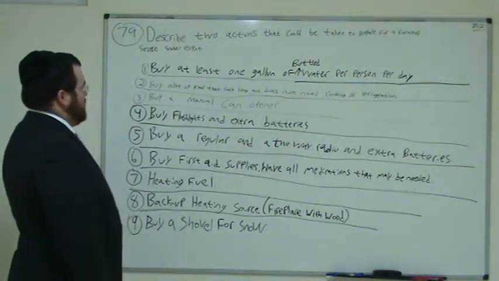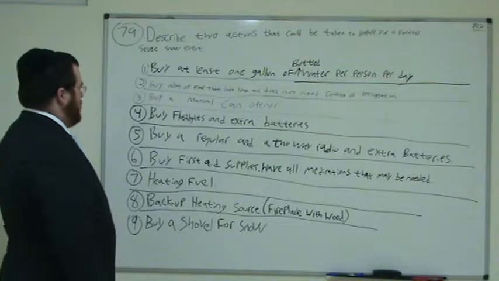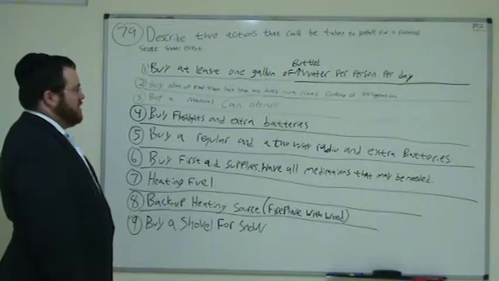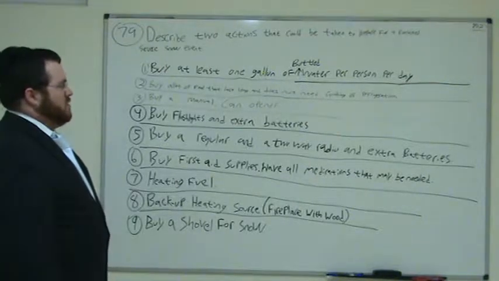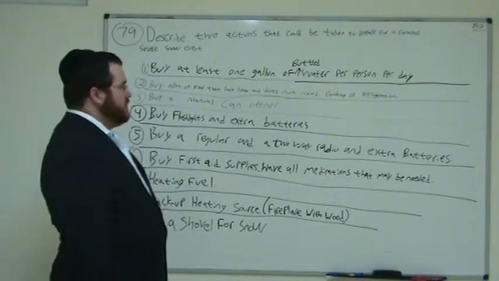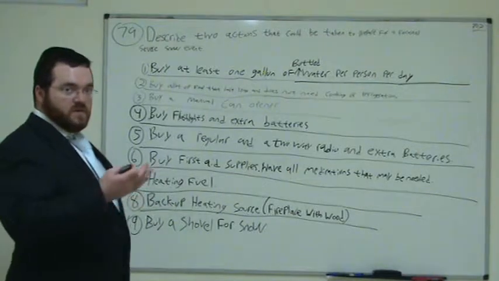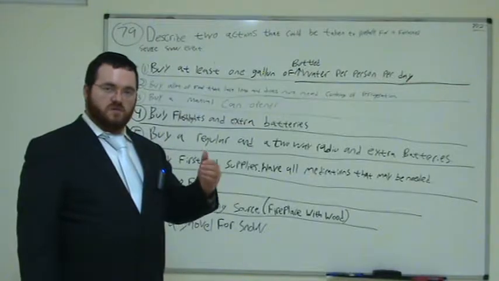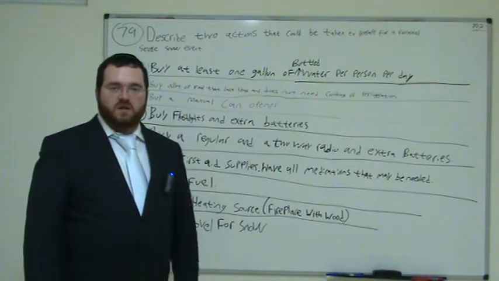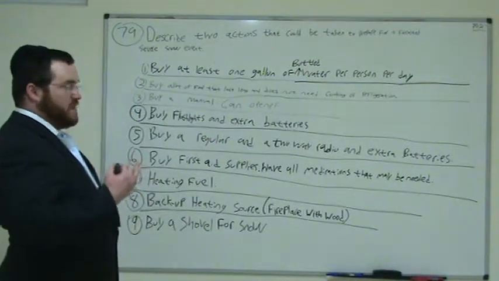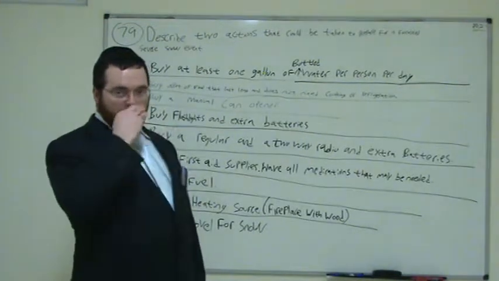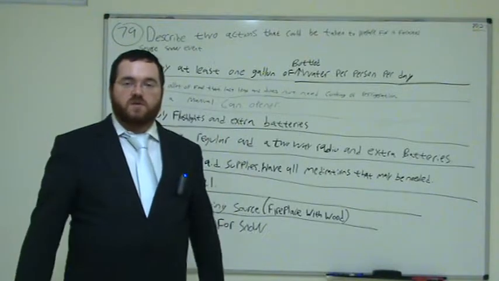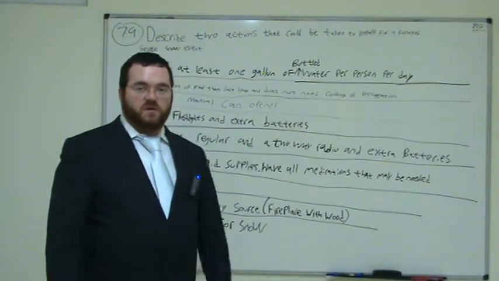Describe 2 actions that could be taken to prepare for a forecasted severe snow event. Okay, this is one. Buy at least 1 gallon of bottled water per person per day that you think the snowstorm will last, and also even after it ended, people will not be able to get to the stores. So you should buy that amount of water to last you. It doesn't really have to be bottled water. If it's just for a few days, you could fill up sink water also, but bottled water lasts much longer, it's healthier.